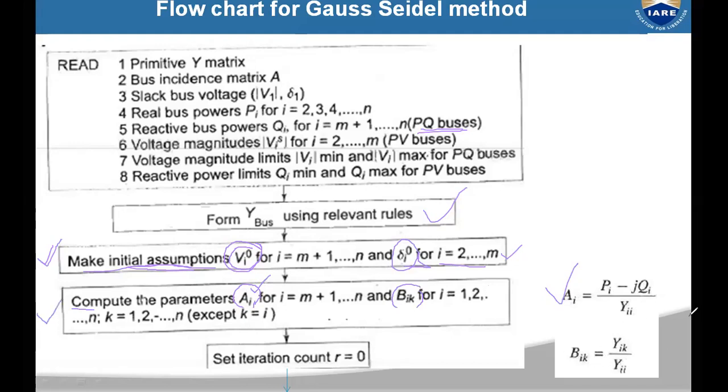These two terms are constant throughout the expressions, because of that reason you will initially calculate them. Once you calculate them, these values are fixed. After making the initial assumptions, you determine Ai and Bik. Then next you have to set the iteration count r to 0. That means you have to start the iteration next; first set the iteration count to 0.